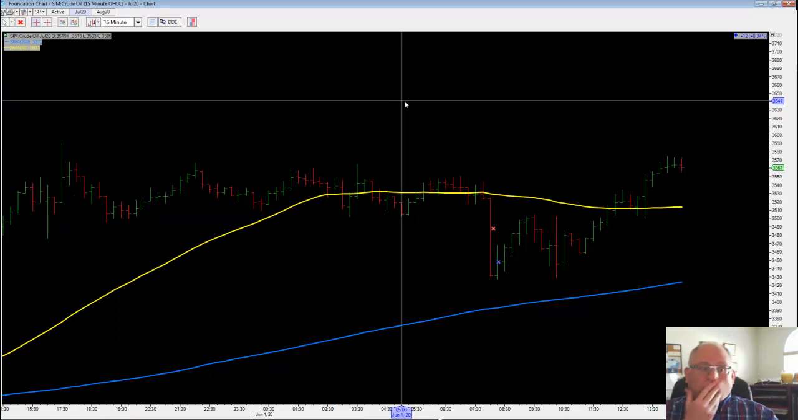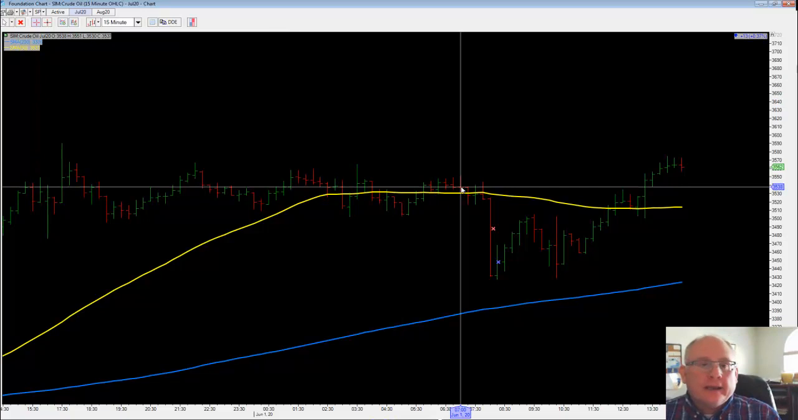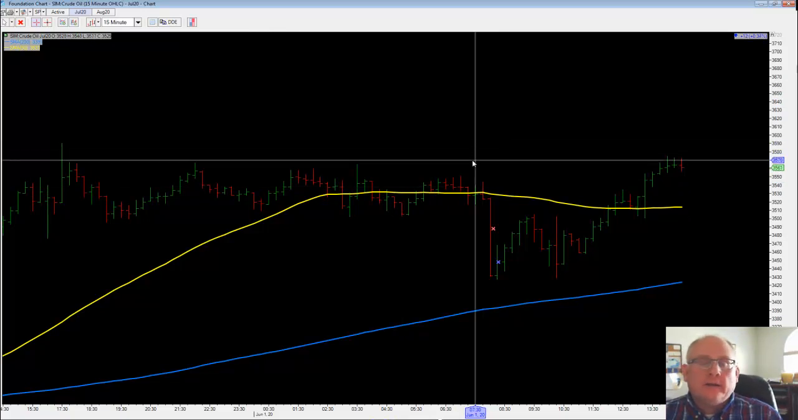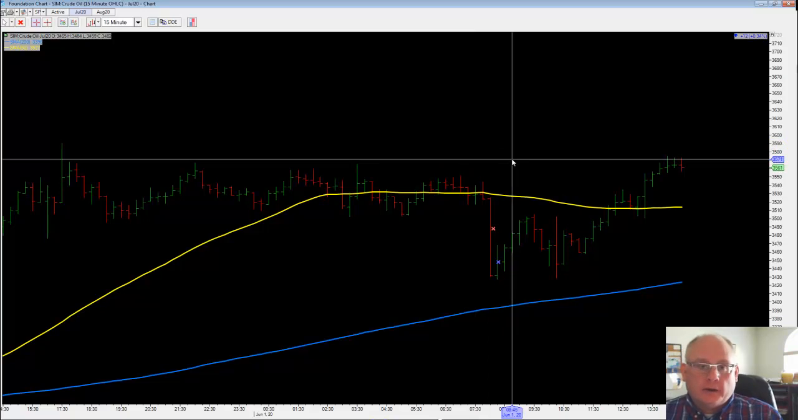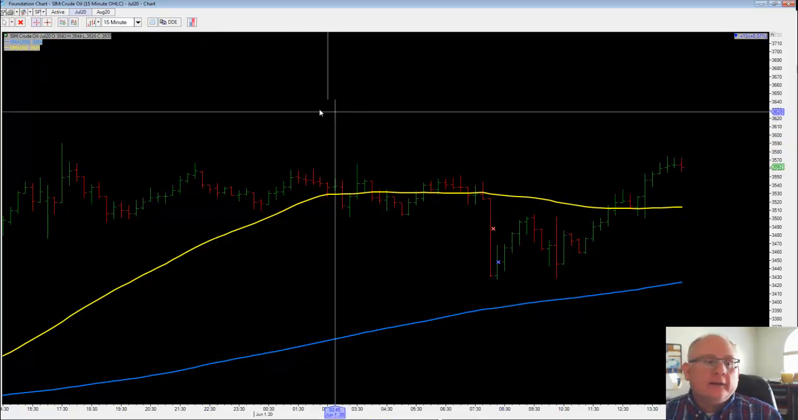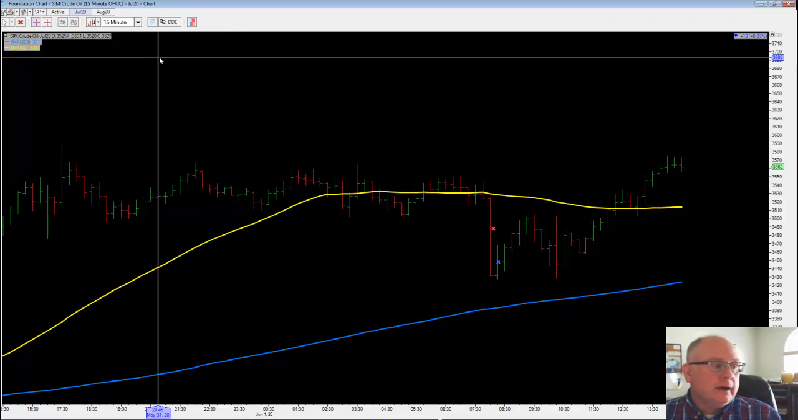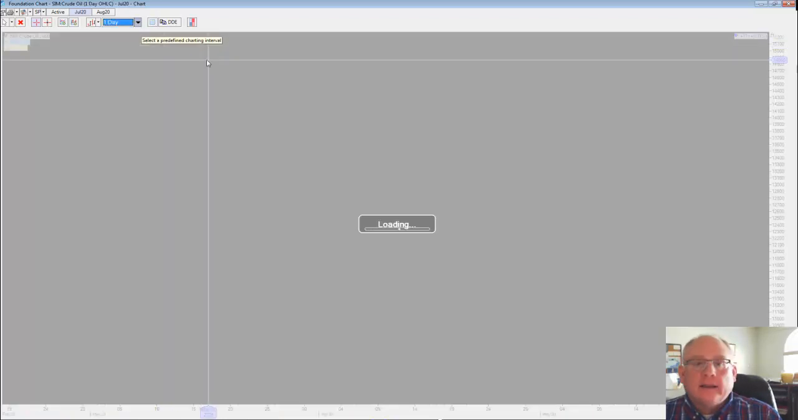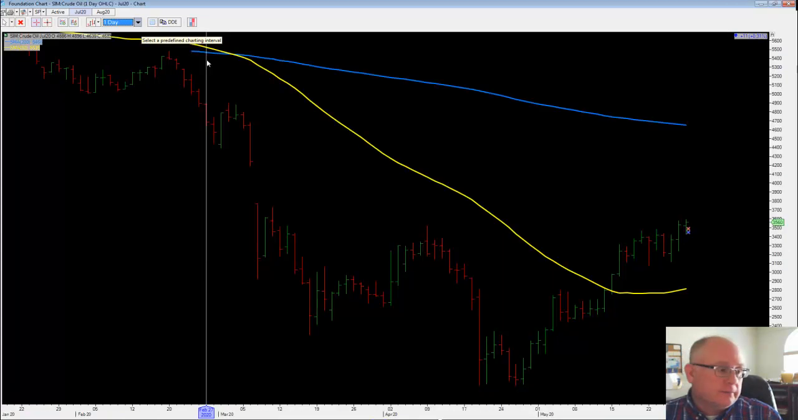All right. So now we're looking at a 15-minute chart. When we're looking at the overall trend of a market, what you want to say is, where's the 50 bar, where's the 200 bar? Let's go back to the daily chart, because the daily chart lets you determine trend to start with.